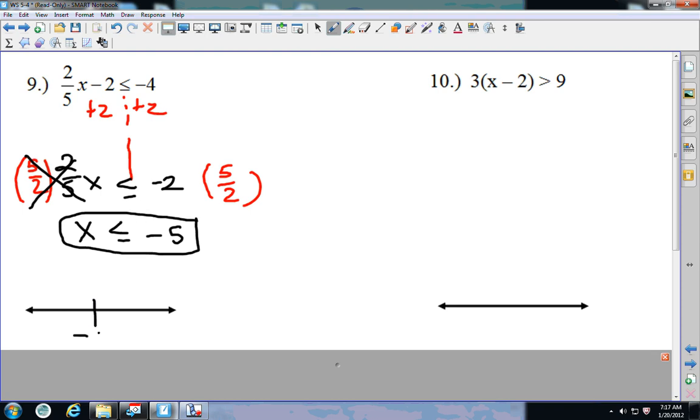So right here I have negative 5. The 0 is on the right-hand side. It is a closed circle because it is equal to bar. That is less than. That means I shade to the left.